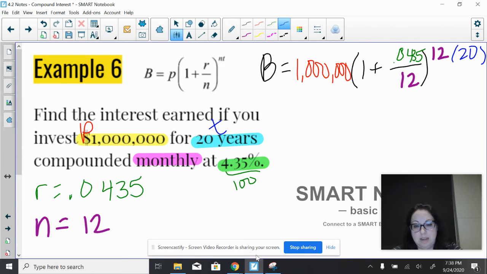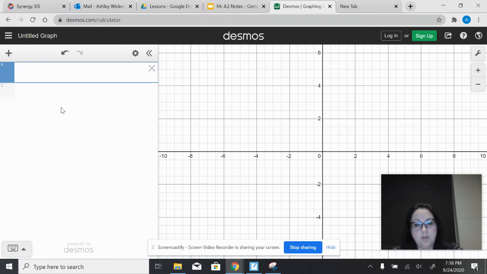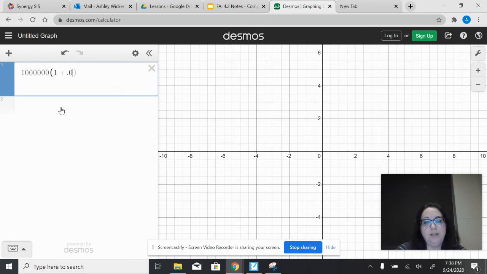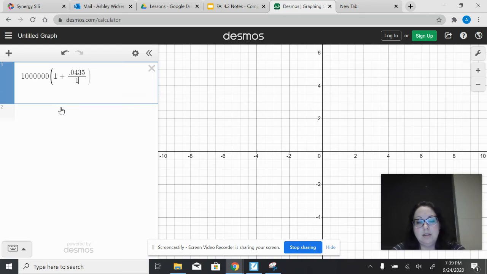So I'm going to go ahead and type that in, just like it looks. $1 million times the quantity 1 plus 0.0435 divided by 12, and we're raising that to the 12 times 20. So we are taking a look at this. It looks like that's going to be $2,383,159. And if we're looking at the change, 0.016 is going to round up to 2 cents.